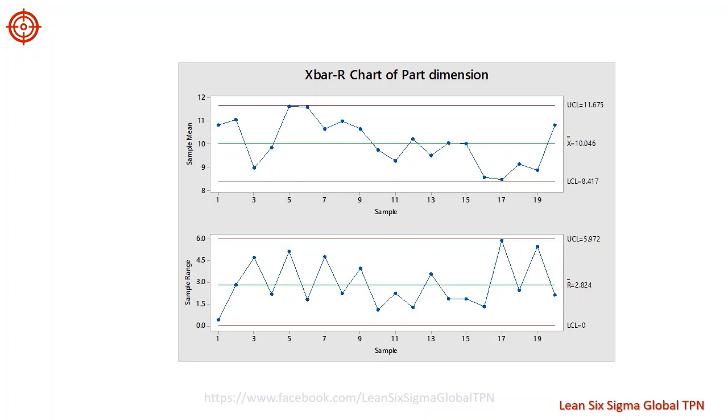In general, we look at the X bar and R charts together on a combined X bar R chart. We first look at the within subgroup variation on the R chart. If this is in control, we use this variation to plot control limits on the X bar chart. Then we can determine if between subgroup variation is in control.